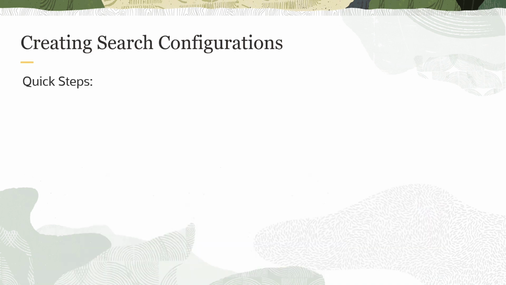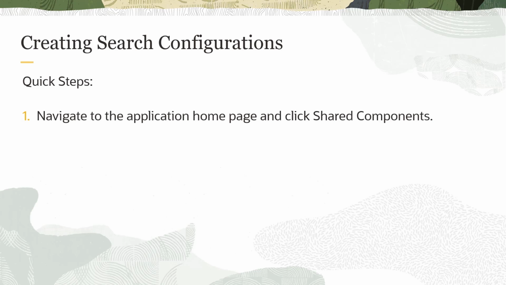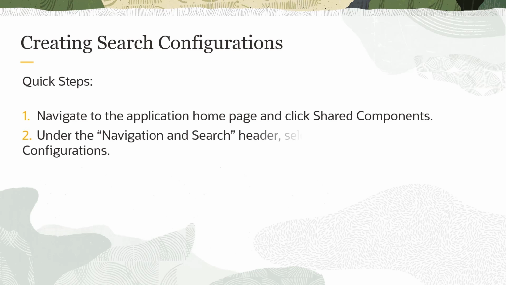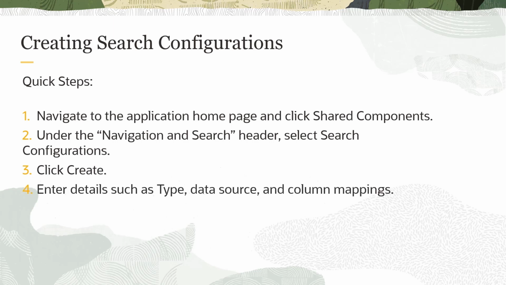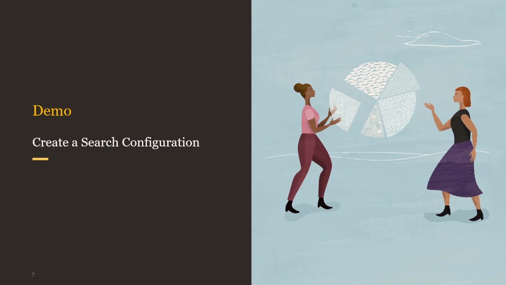Let us look at the steps involved in creating a search configuration. First, you navigate to the application homepage and click on Shared Components. Under the Navigation and Search header, select Search Configurations. Click on Create to create a new search configuration. Enter the details such as type, the data source, and column mappings. Finally, click on Create Search Configuration. Now let us see a demo on how to create a search configuration.